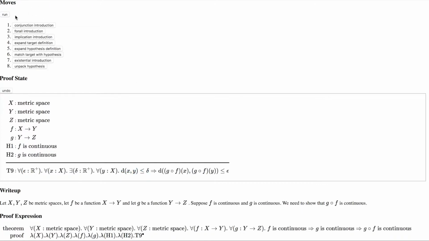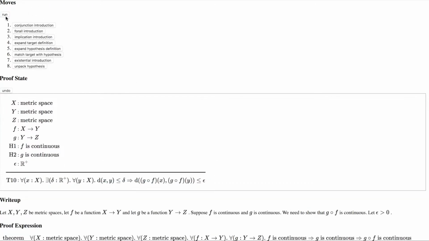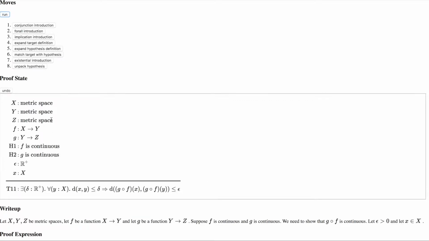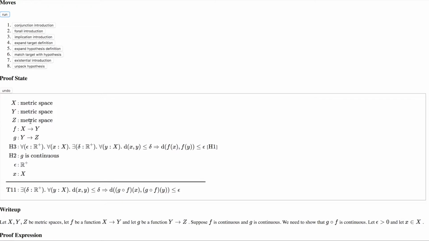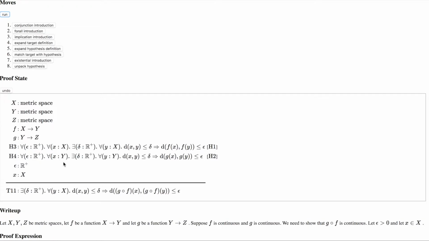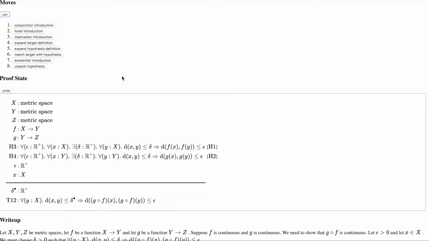Let's see how the proof continues. So we put epsilon above the line and x, and now we're going to expand out these hypotheses to the same thing. Next, we are going to take our existential quantifier and unpack it. We've put a delta below the line. This is because we need to find a delta which makes T12 true.